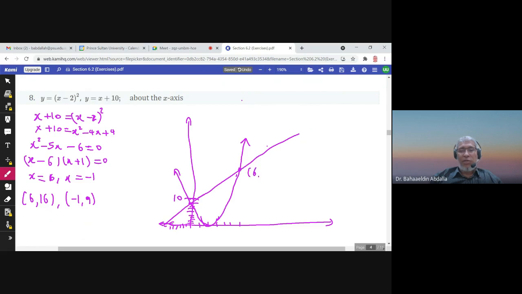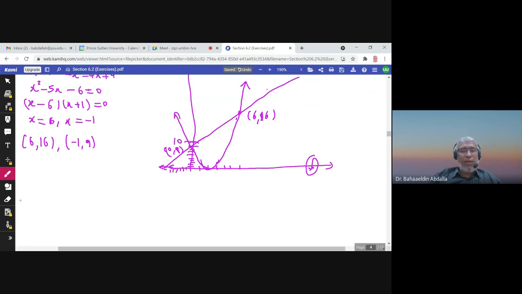So this point is (6, 16). And this point is (negative 1, 9). These are the points of intersection. Now, we need to rotate this region about the x-axis. Good. It is not a solid because there are empty spaces. So it's a washer. When we rotate, the solid of revolution would be a washer.